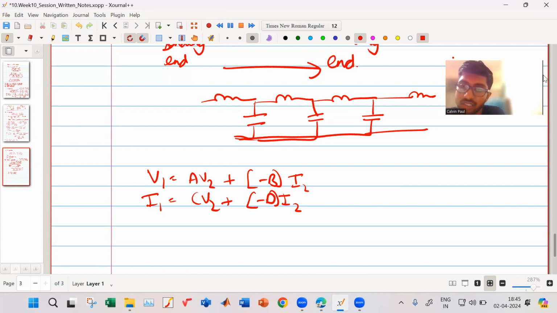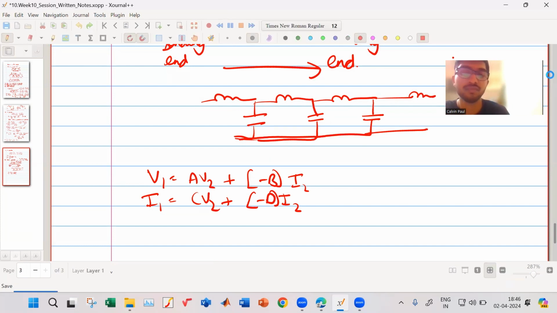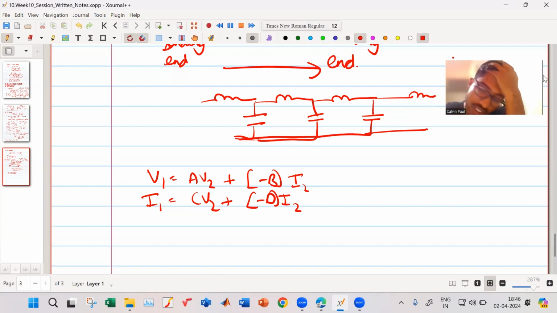ABCD parameters are used in power systems a lot. They find the characteristic impedance of the line and various other things in terms of the ABCD parameters. These depend on the length of the line, the inductance per unit length, and the capacitance per unit length. Those are the ways in which these sets of parameters represent certain parts of a real life network. Hybrid parameters are used in BJTs, bipolar junction transistors, to represent a small signal model.